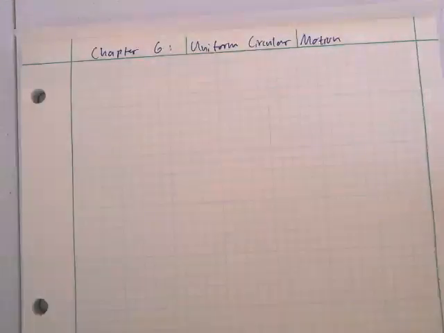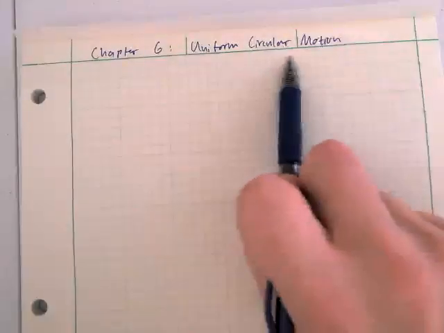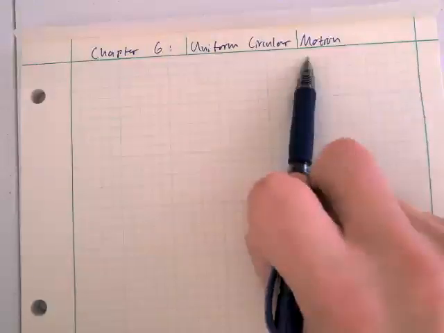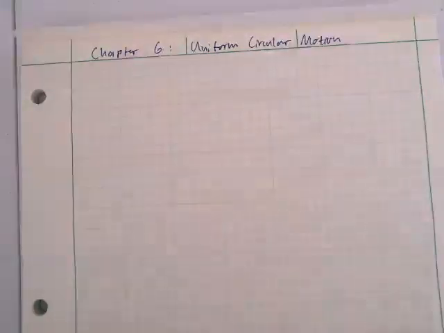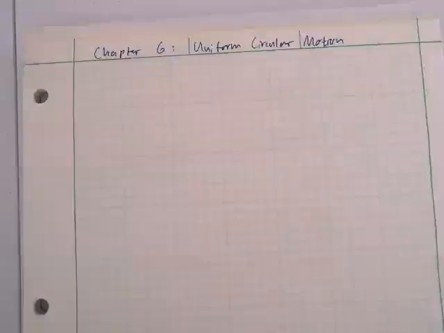All right, so starting with our chapter 6 stuff, what we're going to talk about is this new concept of uniform circular motion. So we've so far just been talking about stuff that is traveling in a straight line. We've got all of our kinematics for that. We've got some forces stuff for that. Now we are going to discuss things that are moving in a circular motion.